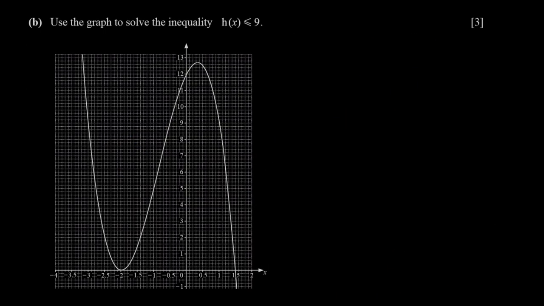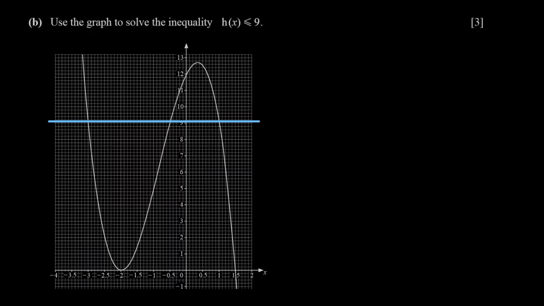Okay, then part B of this question, we are asked to use the graph to solve the inequality h of x is less than or equal to 9. Well, I think what we've got to do is we've got to find out where h of x is equal to 9, which is here, and we're going to draw a straight line through that. So let me just draw a straight line. I hope I get this right. Something like that-ish. It's not perfect, I'm sorry about that.